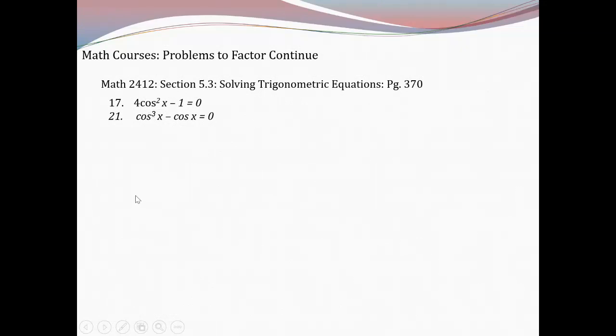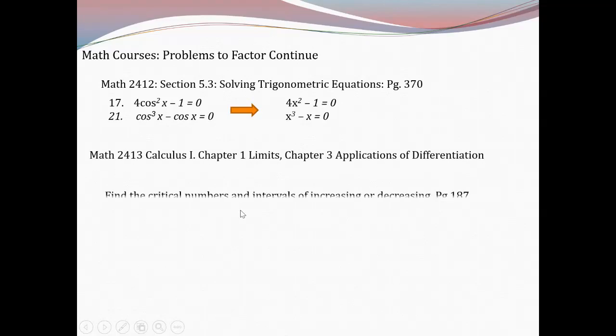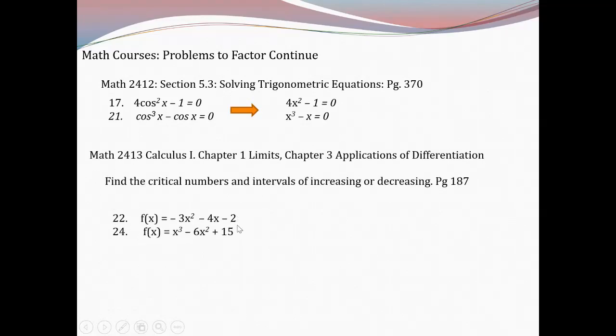You use trig. These are trigonometry. For example, number 17 is 4x squared minus 1. You see 2 perfect squares. For example, this one here, number 21, right? What's my GCF? My GCF is x. What's left? X squared minus 1. Then you factor by perfect squares. So all these courses, guys, require factoring.